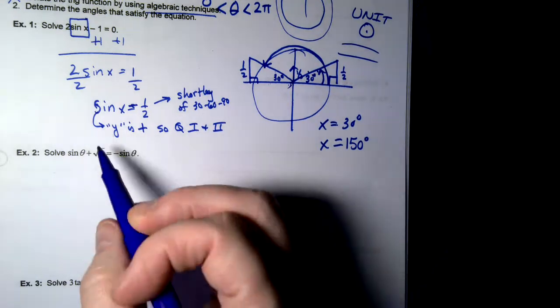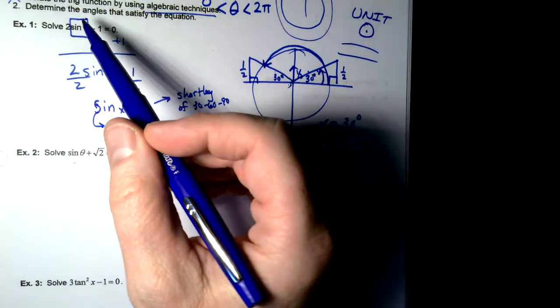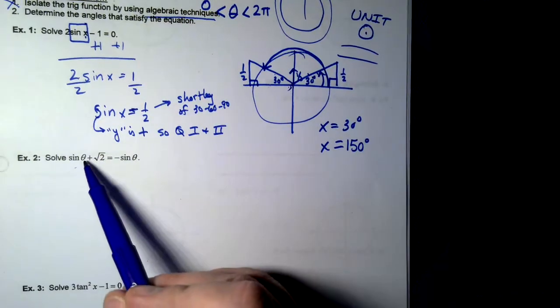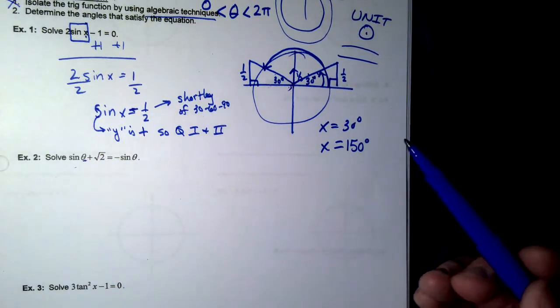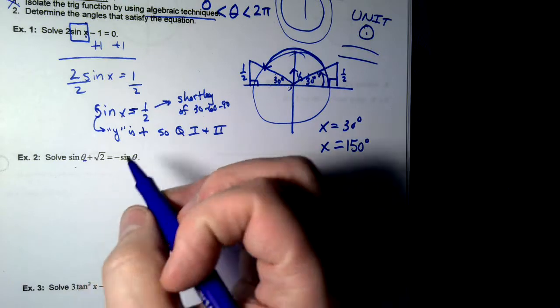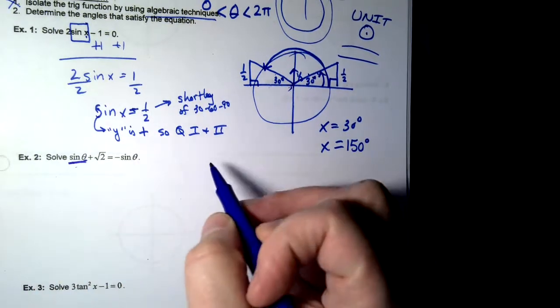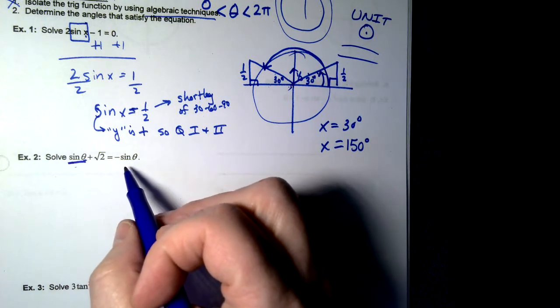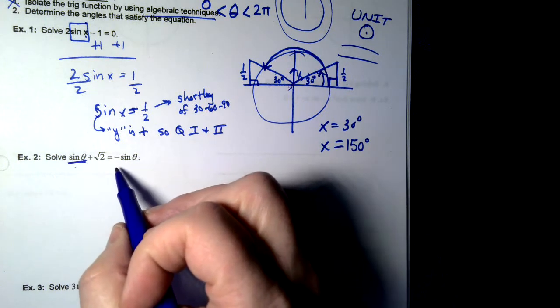All right, so this one, and they used x. So anytime when they use x, we're going to use the degrees. Anytime they use theta, we're going to use radians. So same kind of work, but we use radians. Let's get sine theta by itself. We got to combine like terms.